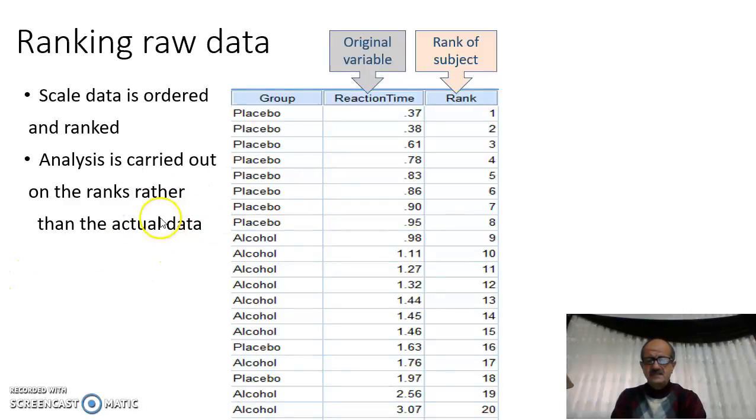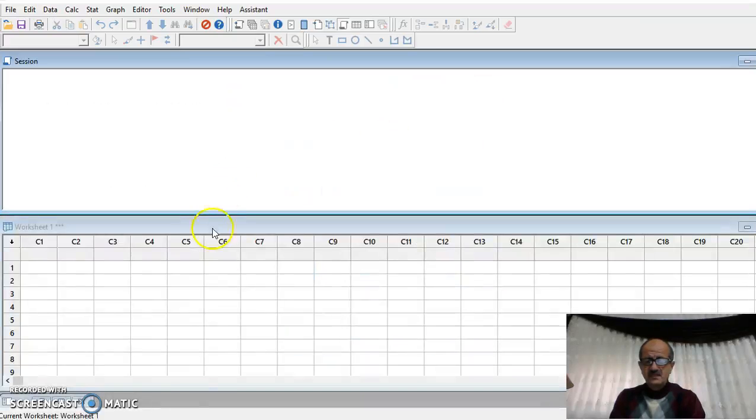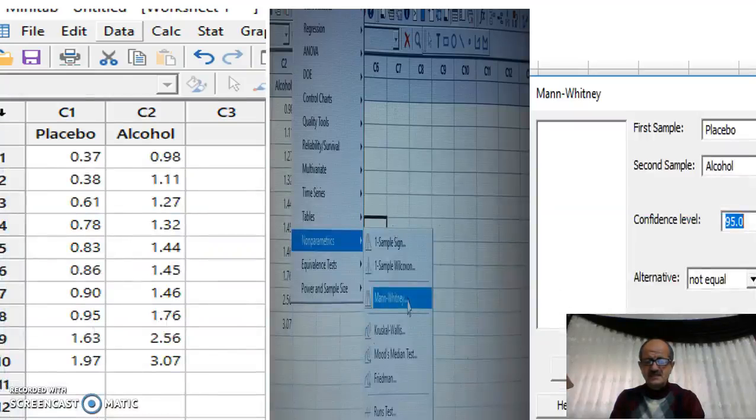When we rank the data, the scale data is ordered and ranked like this, and the analysis is carried out on the group, the reaction time, and the rank. Then the analysis will be done on the rank rather than the actual data. Let's go to Minitab and see how to analyze such data.